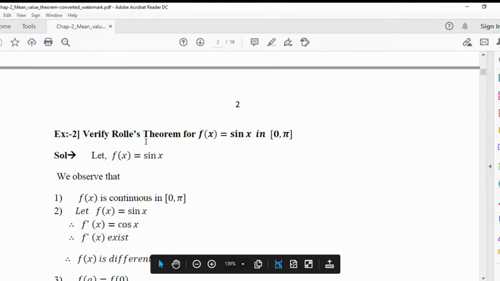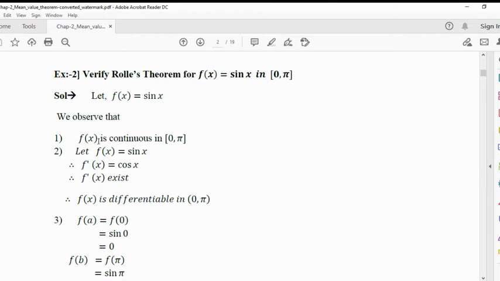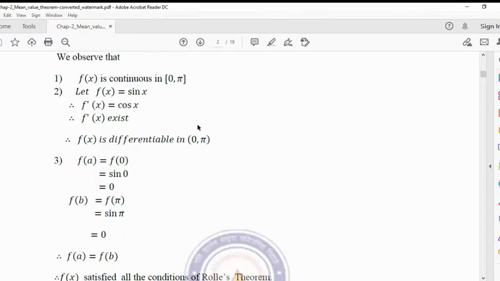Now verify Rolle's theorem for f of x is equal to sin x in the closed interval 0 to pi. What is given? Given that f of x is equal to sin x. Clearly this is continuous on closed interval 0 to pi. What about the derivative? Derivative of sin x is cos x. So f dash x exists, so f of x is differentiable on open interval 0 to pi.